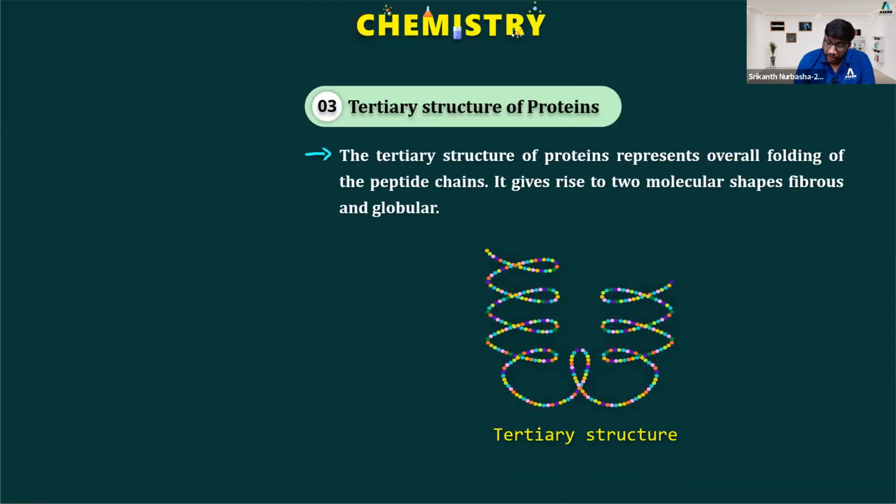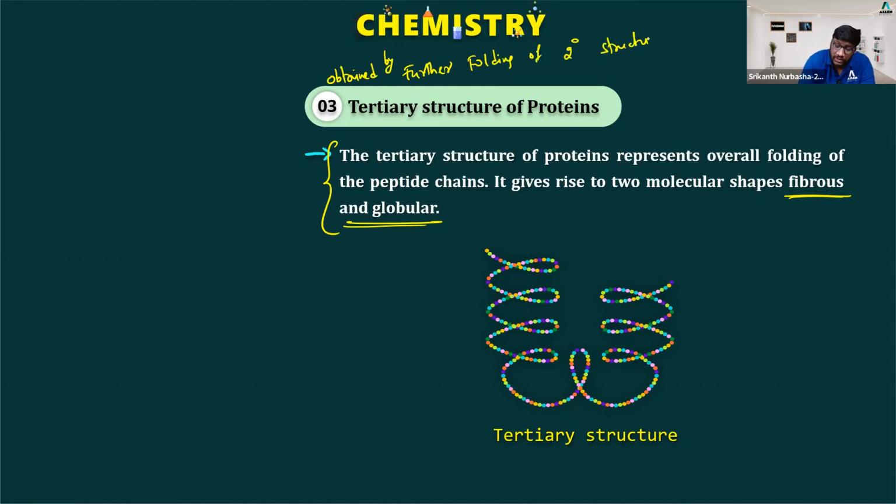The tertiary structure of protein represents the overall folding of the peptide chains. It gives rise to two molecular shapes, fibrous and globular. It is obtained by further folding of the secondary structure of protein, and can be categorized as fibrous proteins as well as globular proteins. Fibrous means polypeptide chains lie side by side. Globular means they will be folded.